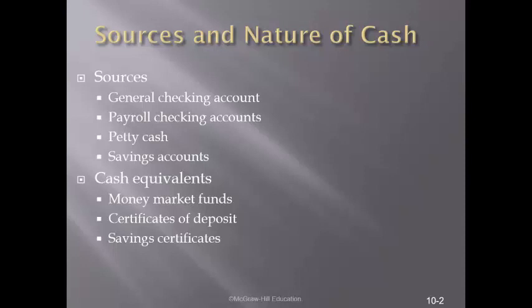Imprest just means a fixed cash fund set aside for minor expenses that, when the account becomes low, is replenished as necessary. In addition, the company may have savings accounts. Cash includes cash equivalents such as money market funds, certificates of deposit, savings certificates, and other similar types of deposits. Any items that cannot be converted to cash on short notice should be classified as an investment.